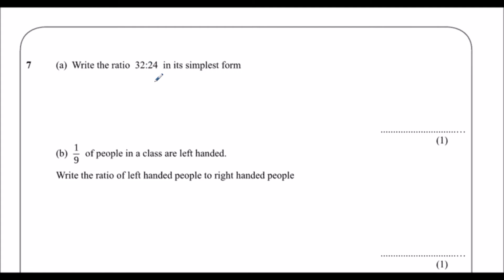They are both in the 2 times table, so we can half both of them. Half of 32 is 16. Half of 24 is 12. They're both even again, so I'm going to half again. Half of 16 is 8. Half of 12 is 6. And half one more time. Half of 8 is 4, and half of 6 is 3. So we've got 4 to 3.